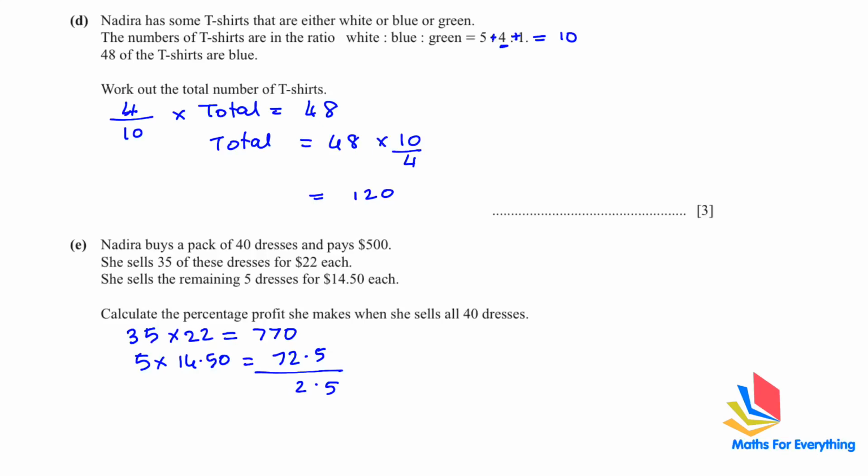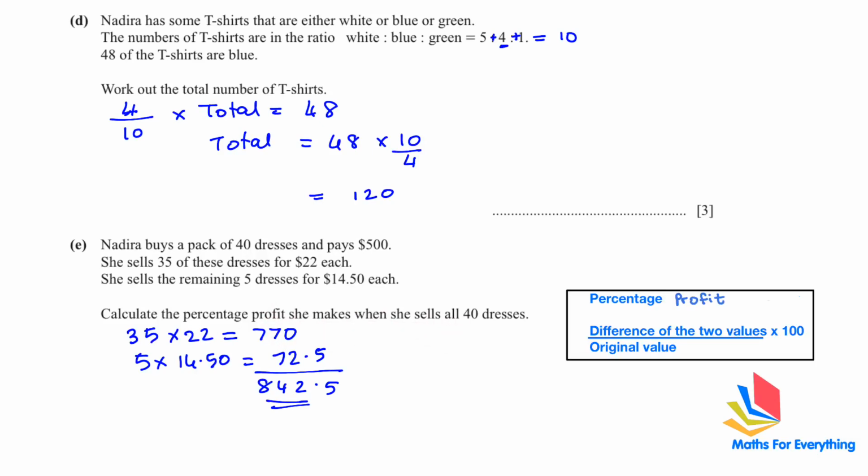So when we add it, this is her total selling price. If you want to find the percentage profit, we use a formula. Percentage profit is equal to the difference of the two values divided by the original value multiplied by 100.